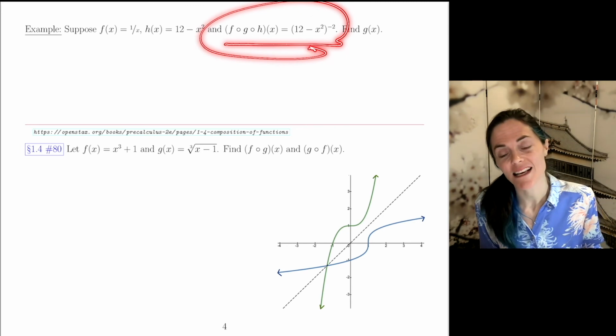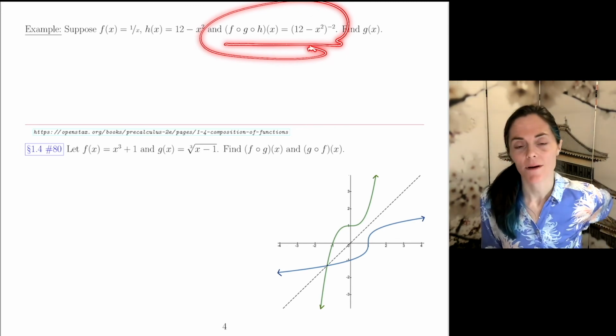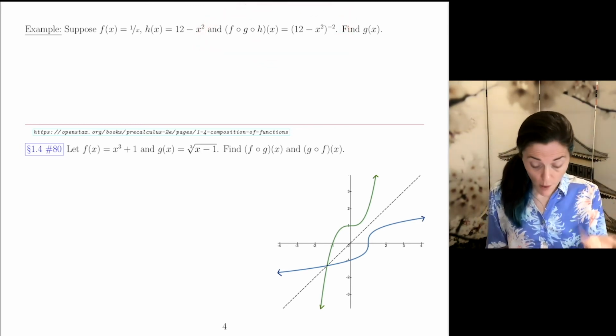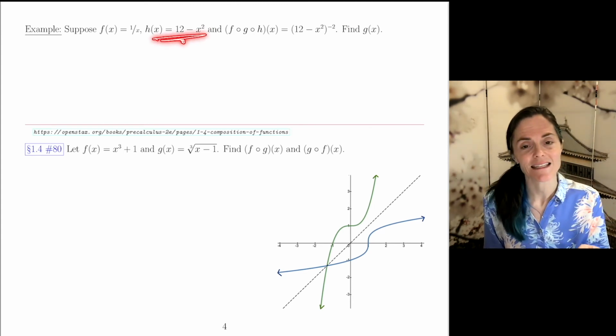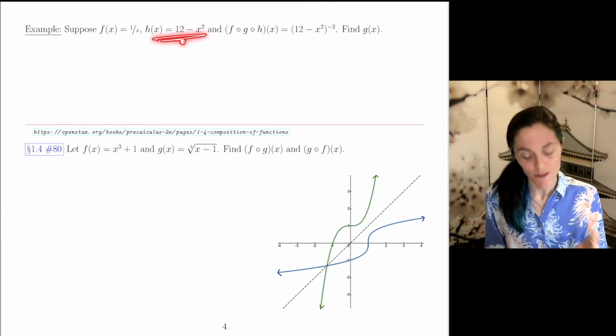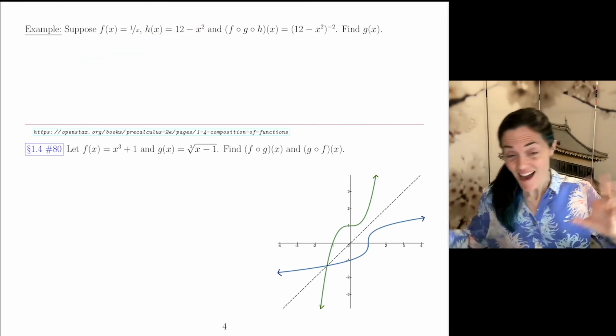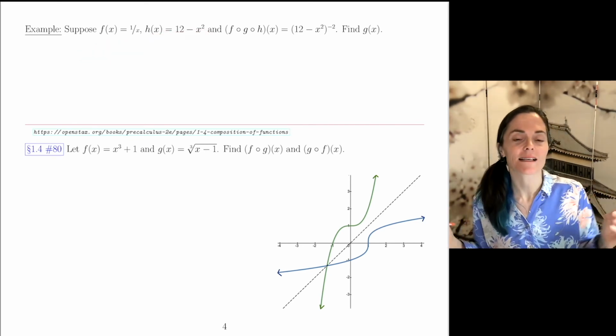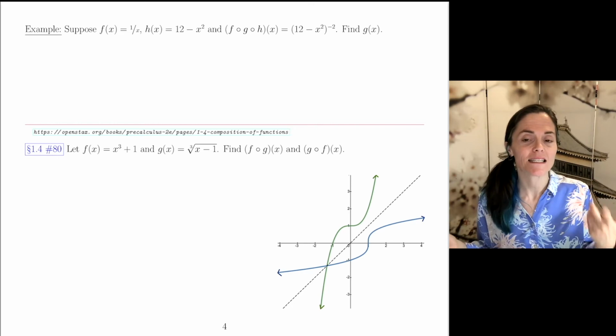It's 12 minus x squared to the minus 2 power. And then we're told the most inside function, which is h, is 12 minus x squared. We're told the most outside function is 1 over x. And the question is, what must g be?